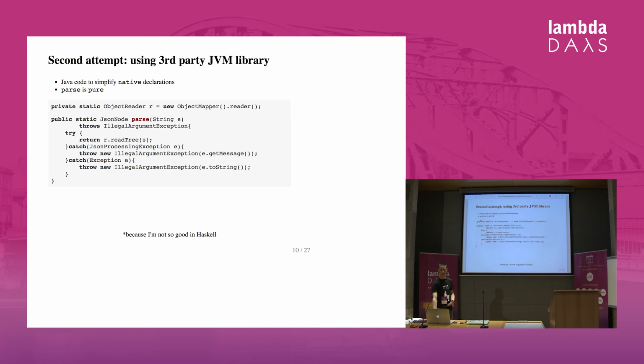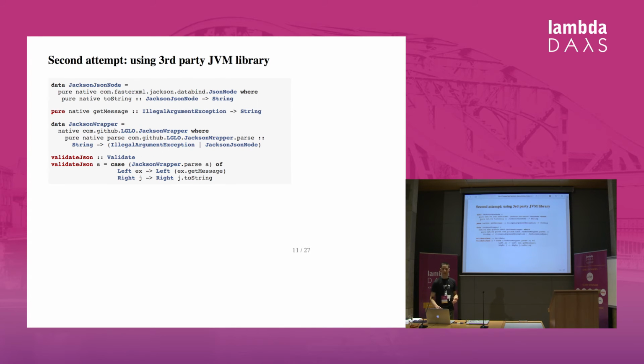And without using the Frege runtime here, I had no other option to solve this. And that's the Frege native declarations, which allows us to use this tiny wrapper. At the top, there is a declaration that there exists JSON node in the com.fasterxml JSON databind package, which is immutable. So there's this pure keyword. And it has a pure function toString, which gives me a string representation of this JSON abstract syntax tree.